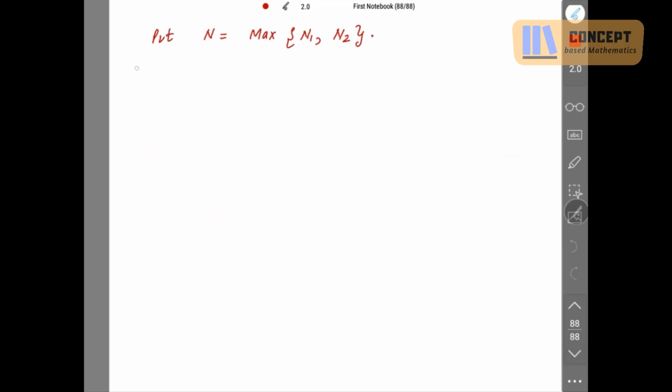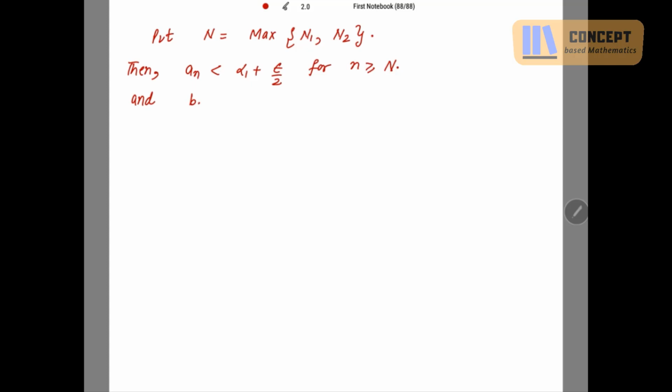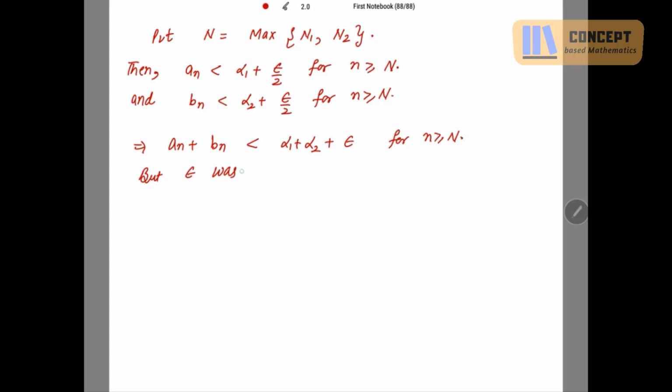Then an is less than alpha 1 plus epsilon by 2 for n greater than or equal to N, and bn is less than alpha 2 plus epsilon by 2 for n greater than or equal to N. Adding these two, an plus bn is less than alpha 1 plus alpha 2 plus epsilon for n greater than or equal to N. But epsilon was arbitrary.